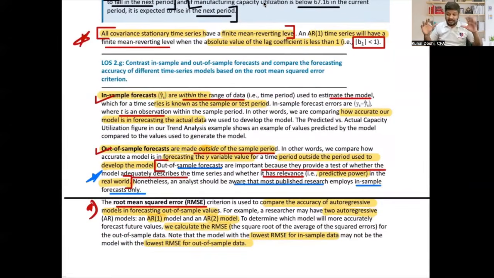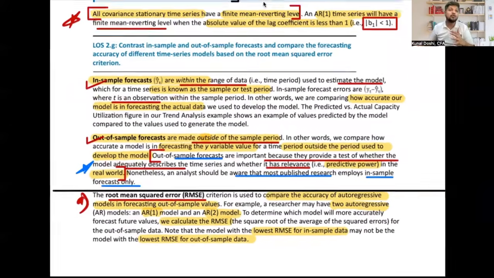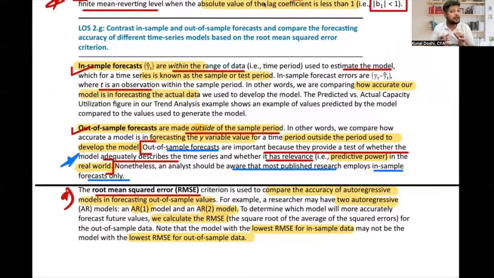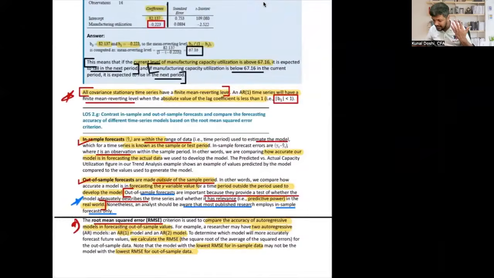So which model is better? We did the in-sample forecast and out-of-sample forecast, right? And along with that, to find which model is more suitable, we calculated the error, that is RMSE, root mean squared error. So the model which has the lowest root mean squared error, that is the model we selected.